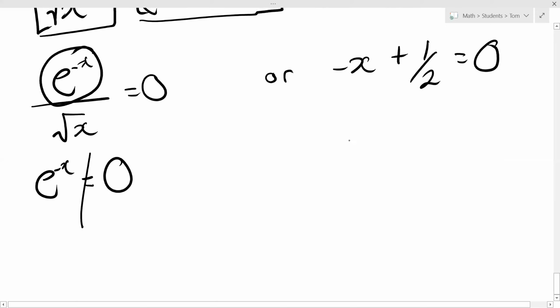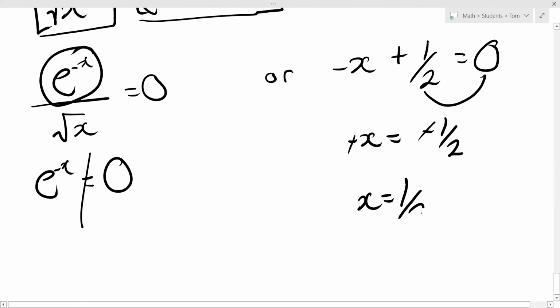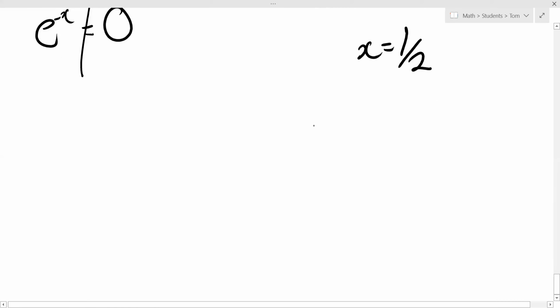Then we have negative x will be equal to negative half, taking this to the other side. Divide both sides by negative 1, or just take away the negative sign. So x is equal to half. So at one of the intervals, this could be a maximum point or a minimum point. We don't really know yet. At a particular interval, x is equal to half.